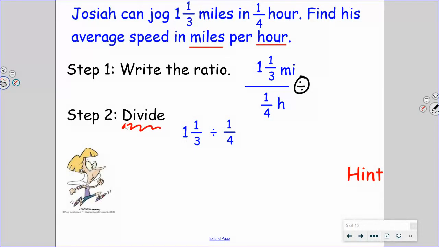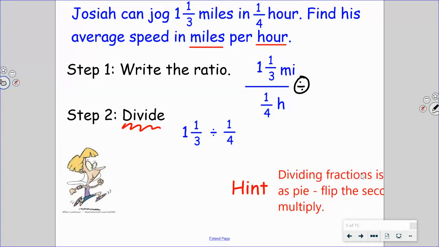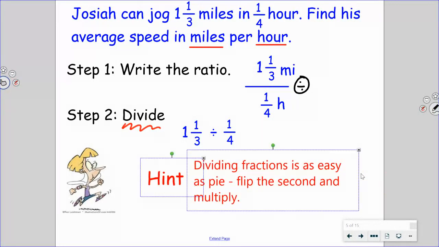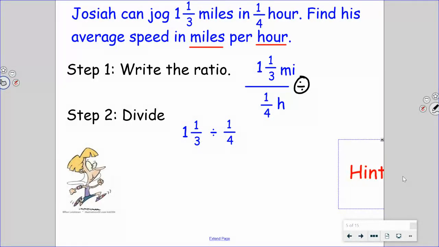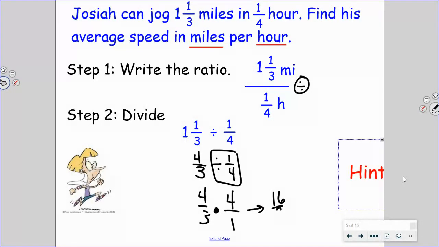Now, second step, what does a fraction bar mean? It means divide. What's this hint here? Easy as pie, flip the second and multiply. Nice little rhyme from the previous teacher. Meanwhile, the rest of us realize first things first, change this to improper. Next, there is no division in the dividing of fractions. We're going to multiply by the multiplicative inverse. Multiplicative inverse of 1/4 is 4 wholes. Now we simply multiply, nothing reduces here, and we quickly find out it is going to be 5 1/3 miles per hour.